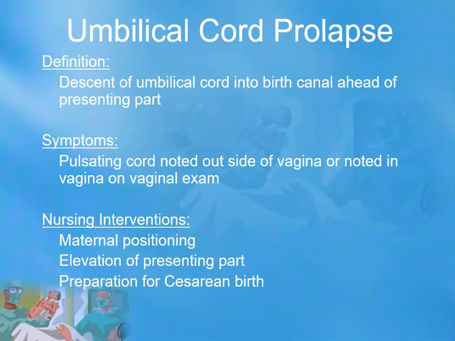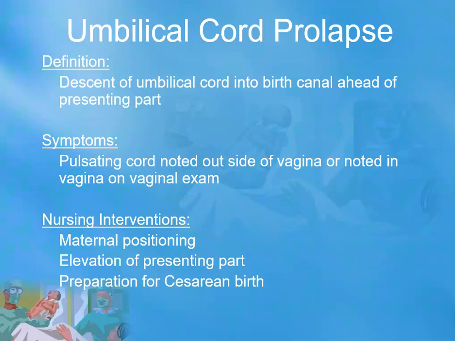Symptoms would be a pulsating cord noted outside the vagina or noted in the vagina on a vaginal exam. Sometimes the patient has called out and said, hey, something just fell out the vagina. I don't think it's the baby, but I'm feeling something. You go in the room, you pull the covers back, you see this cord hanging out the vagina.